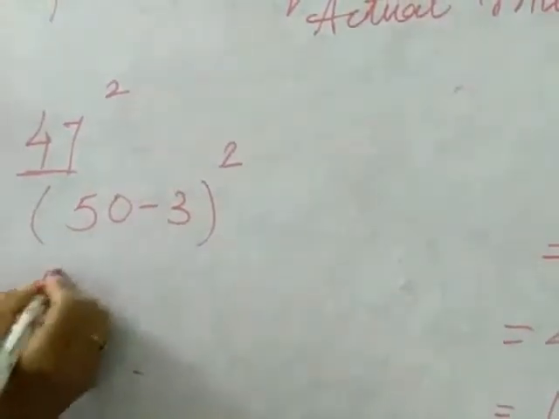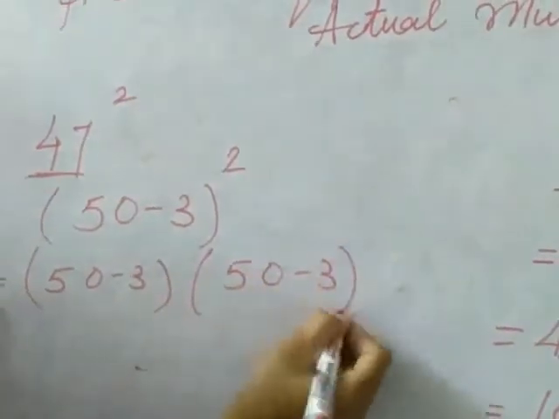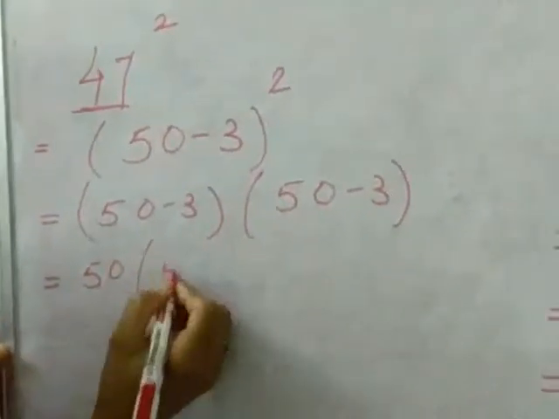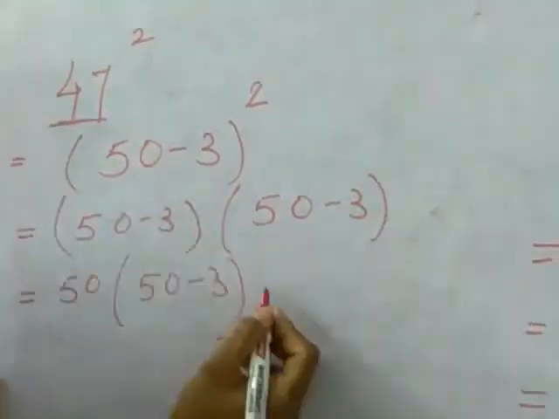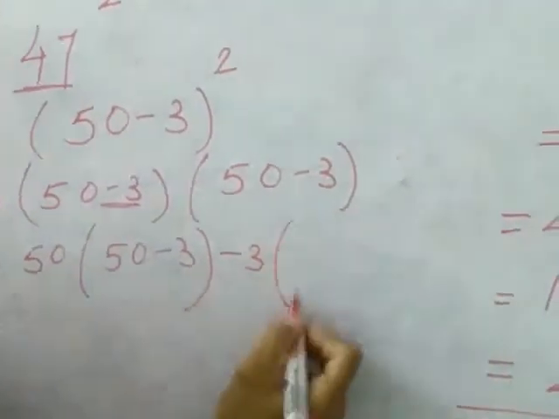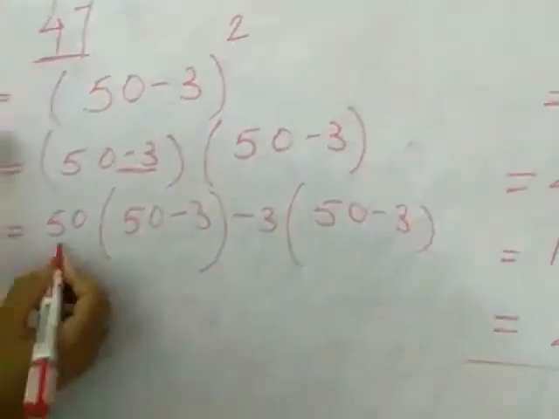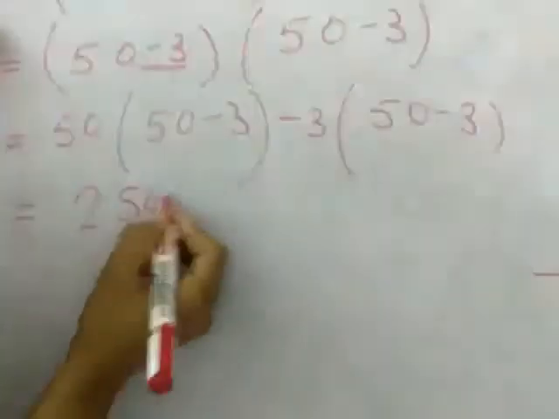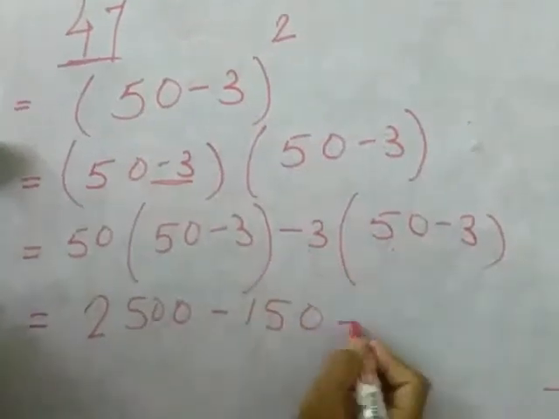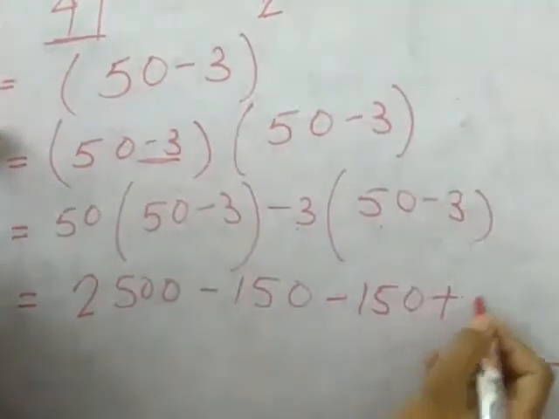Now this means 50 minus 3 into 50 minus 3. Process remains the same. That's equal to 50 into 50 minus 3. Now you have to be careful over here. Now it is minus 3. So minus 3 is here and we have 50 minus 3. Now what to do? 50 into 50 is 2500 minus 150. Minus 3 multiplied by 50 is again minus 150, and minus into minus is plus 9.